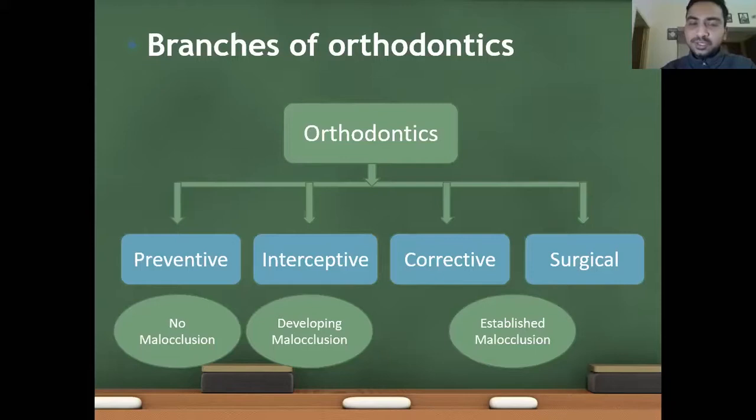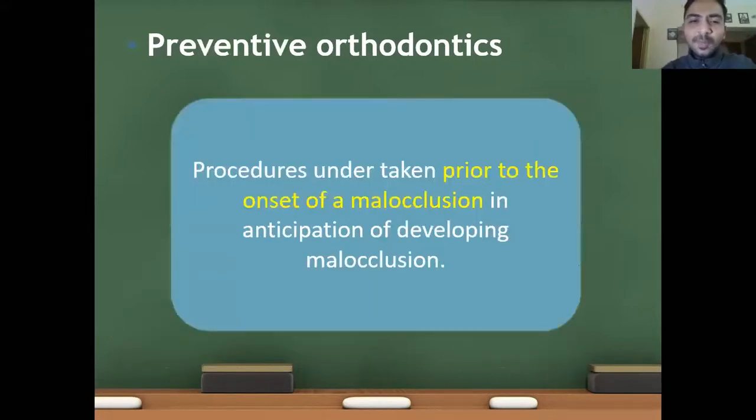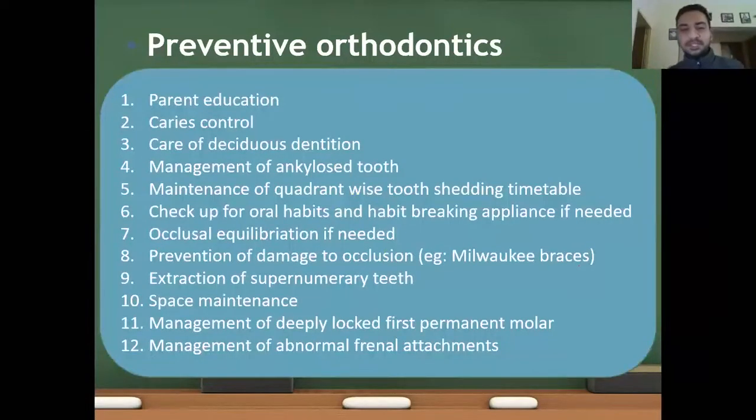But today we'll talk about preventive orthodontics. By definition, preventive orthodontics deals with the procedures which are undertaken prior to the onset of malocclusion. There is no malocclusion, but we'll do something at that point in anticipation of developing malocclusion. So this is preventive orthodontics. And these are the things that we'll study today.